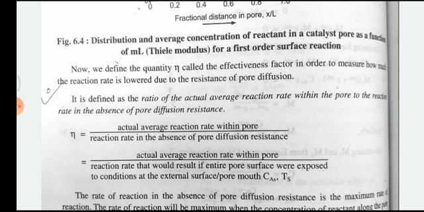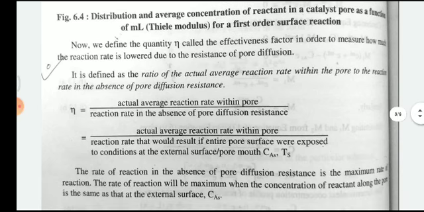So in the absence of pore diffusion resistance, the efficiency or quantity can be defined by this ratio. It is defined as the ratio of the actual average reaction rate within the pore to the reaction rate in the absence of pore diffusion resistance.